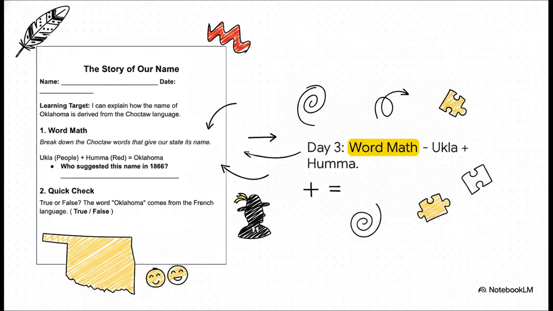Oh, Day 3 introduces one of my absolute favorite activities in the whole unit, word math. To teach how the state got its name, which was proposed by Chief Allen Wright back in 1866, the worksheet breaks it down visually. Ukla, meaning people, plus Hama, meaning red, equals Oklahoma. It's just a brilliant, fun way to make linguistic history concrete and memorable for an 8-year-old.